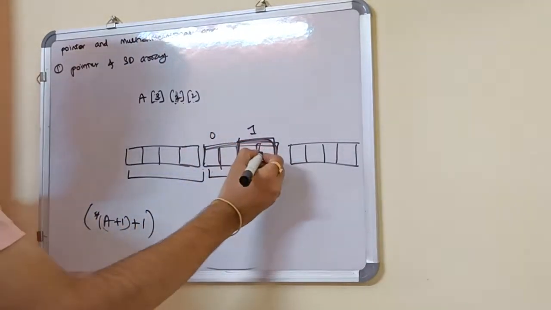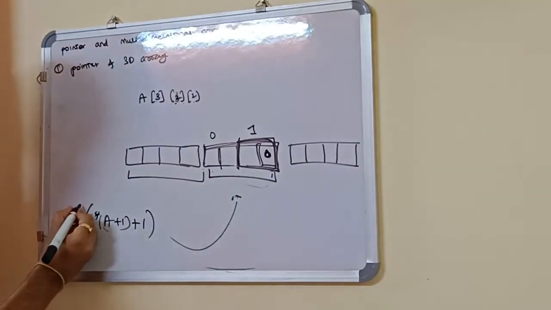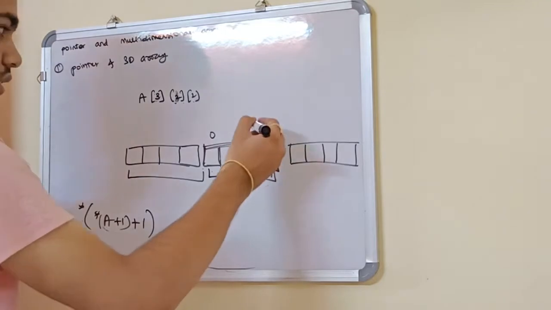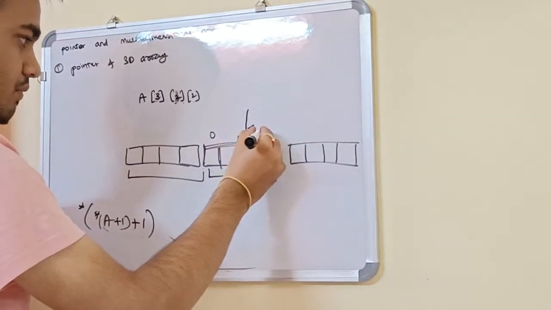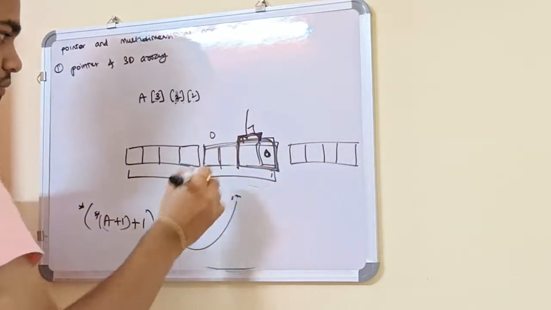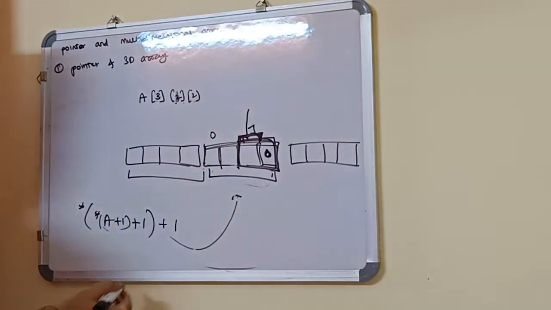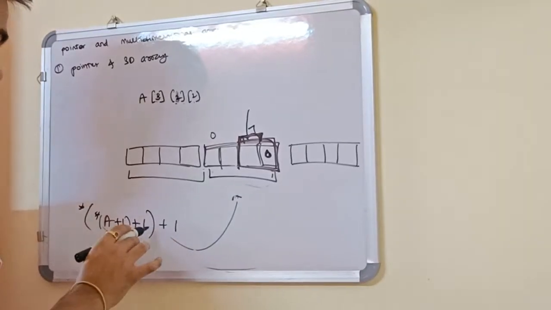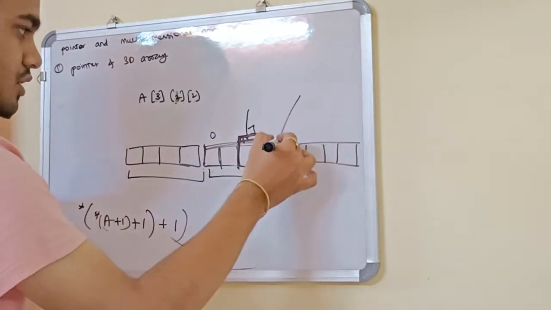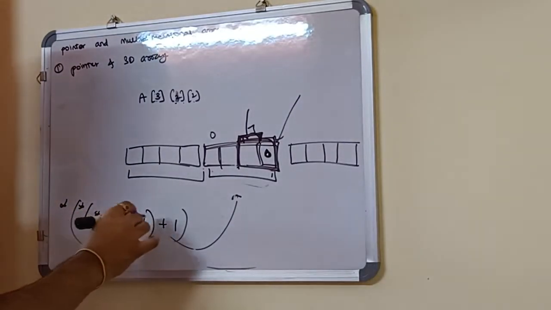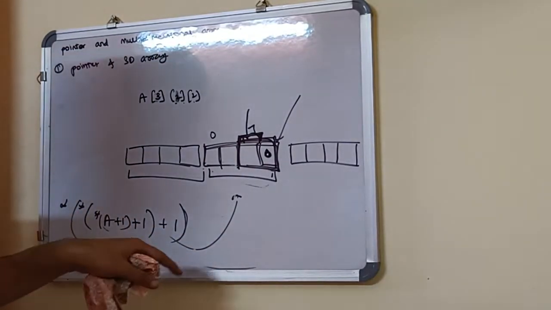Now I want to print this location, so for that I want to again dereference it. After I dereference it, I am now at the first location of the first row. Now I will do plus 1 again. So now I'm at this location, and I will again dereference it. So this is how it works.